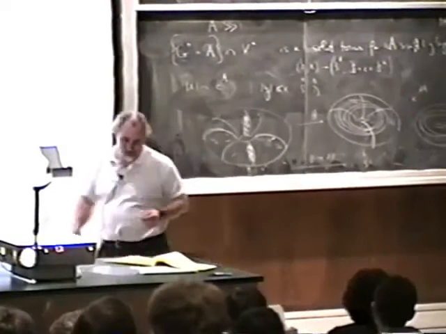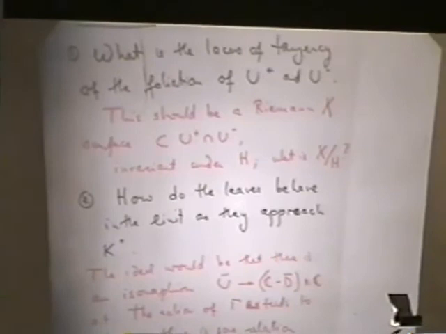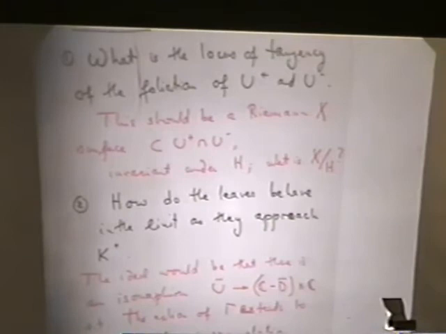So here are some questions. Two questions specifically, and both of them, I think, are of considerable importance. The first is, I have a really good description of U plus. It's a quotient of C minus D bar cross C by a group. I understand its topology, I understand its analytic structure, and I have just as good a description for U minus. But I don't have any sort of such a good description for the interaction of these two structures.